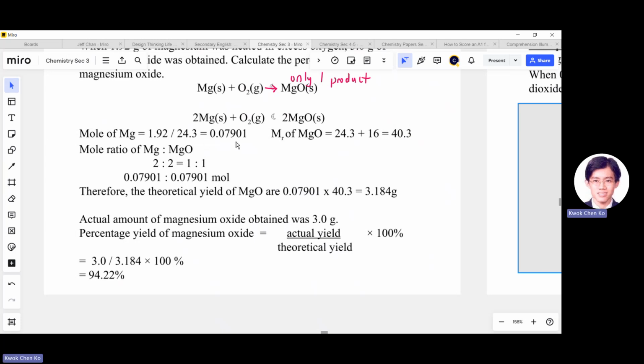All right, so you find the number of moles of magnesium. Subsequently, you find the number of moles of your magnesium oxide, which is the same, and then you find the mass of the magnesium oxide. That would be the theoretical amount. Just to make it very clear, most of the time your theoretical yield has to be calculated. Most of the time, that is how the question is set up.